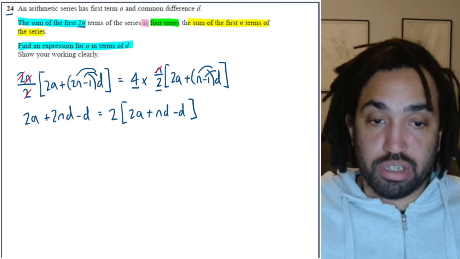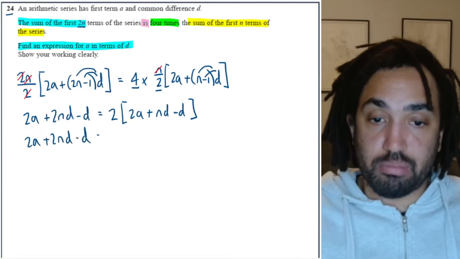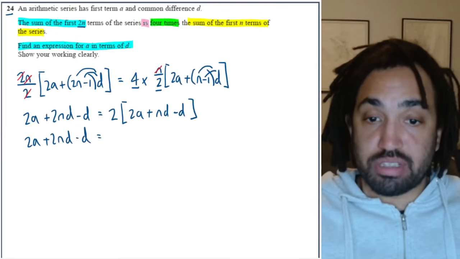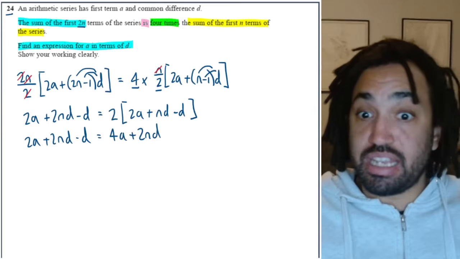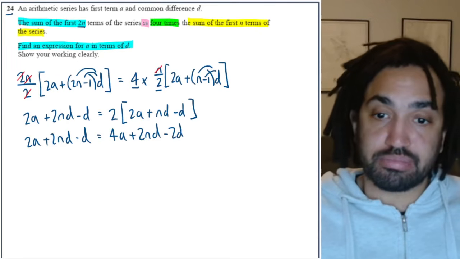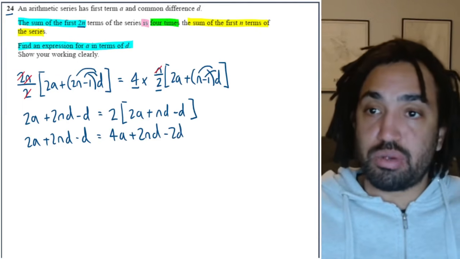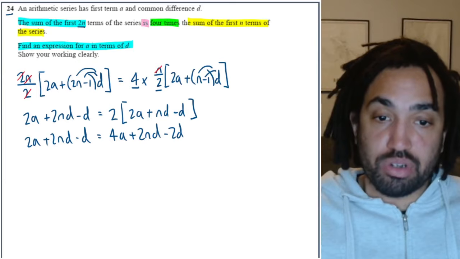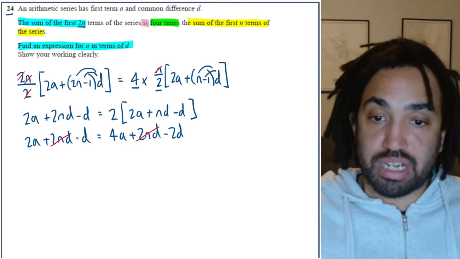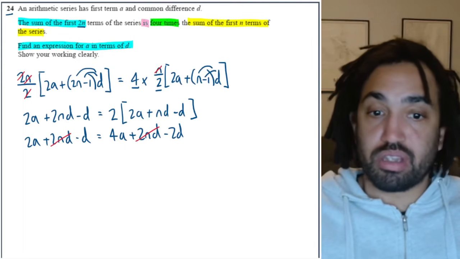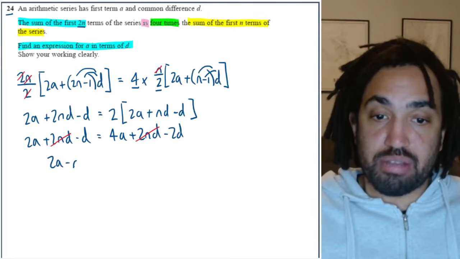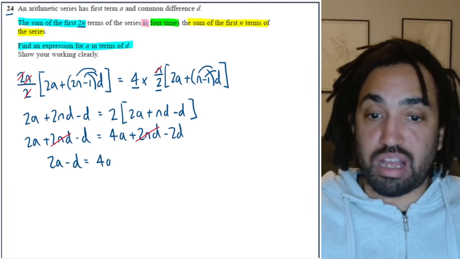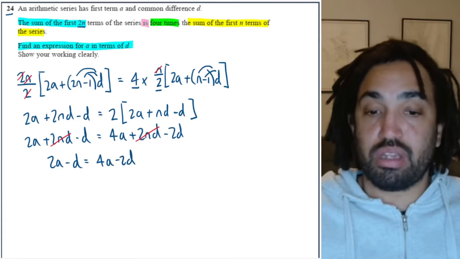Okay, so far so good. What I'm going to do is I'm just going to multiply that right hand side by 2. And I'm going to get 4a plus 2nd minus 2d. Now, can we cancel anything from both sides? We can. We've got a 2nd, which can be subtracted from both sides. Okay, this gives me 2a minus d equals 4a minus 2d.